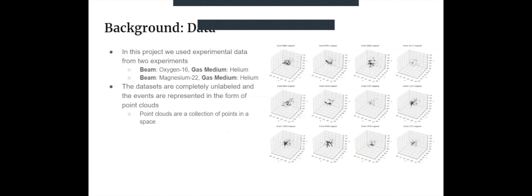For our project, we used ATTPC data from two main experiments. One was with an oxygen 16 beam and helium as the gas medium, and the other one had magnesium 22 as the beam. And helium also was the gas medium for that one. And the data was unlabeled, and each event is represented as a point cloud. A point cloud is just a collection of points in a space. And some examples are shown on the right here.